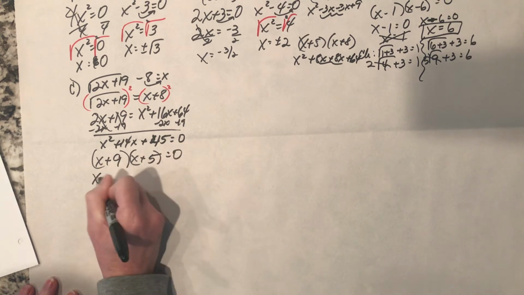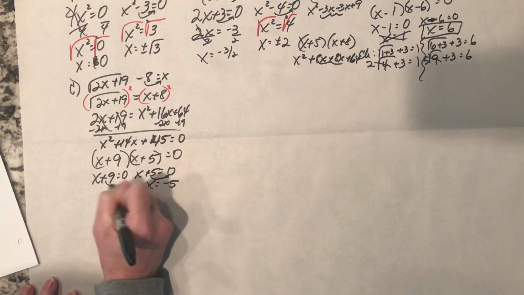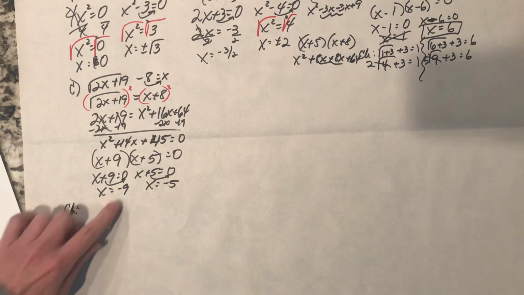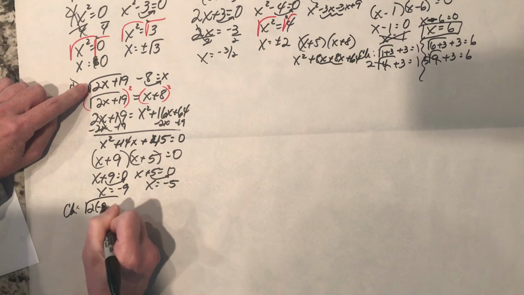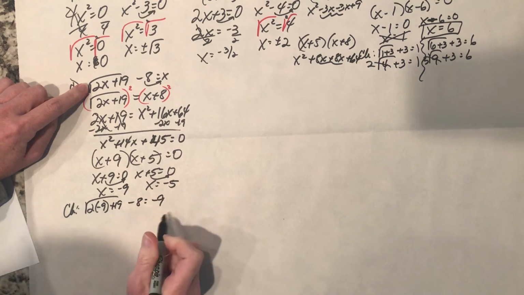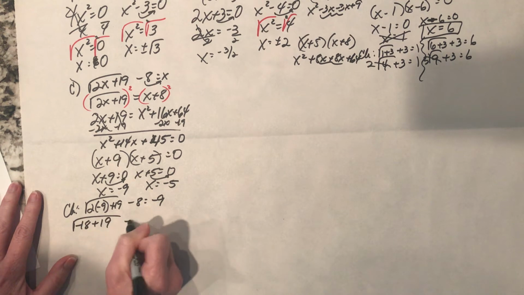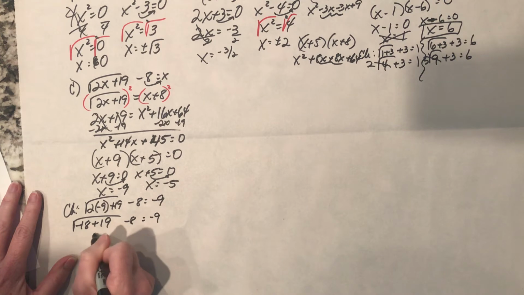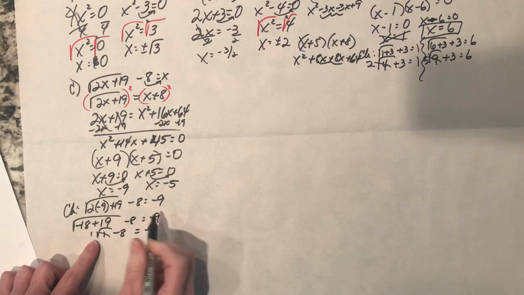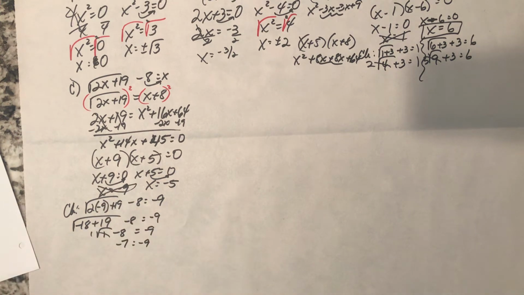We got the 0. We did the factoring. Now use the property. So x equals negative 5 and x equals negative 9. We have to check them, put them back in. So 2 times negative 9 plus 19 minus 8 equals negative 9. That's for this guy. 2 times negative 9 is a negative 18. That'll give us the square root of 1. Square root of 1 is 1. 1 minus 8 gives us a negative 7. That's not equal to negative 9, so that one's just not going to work.